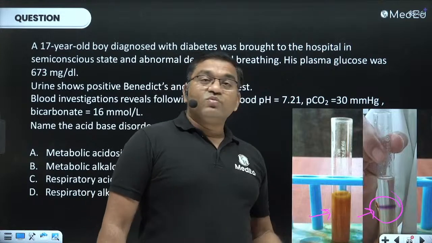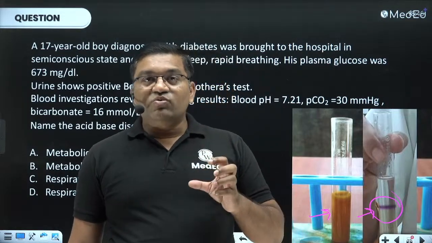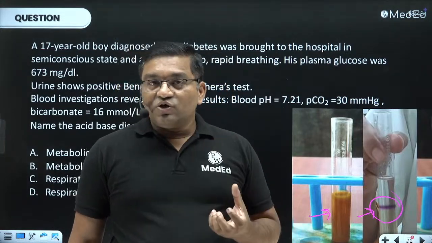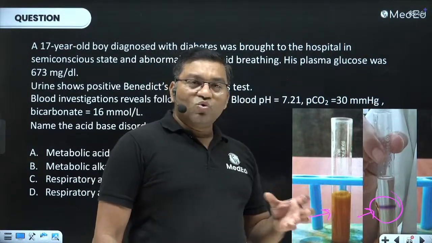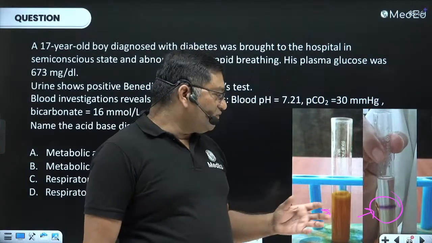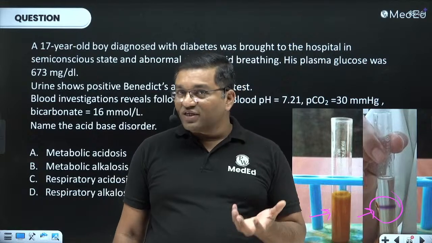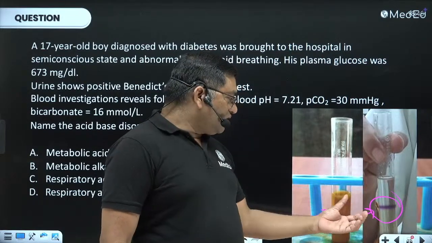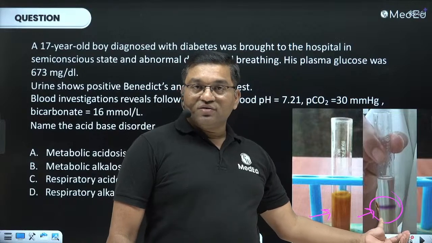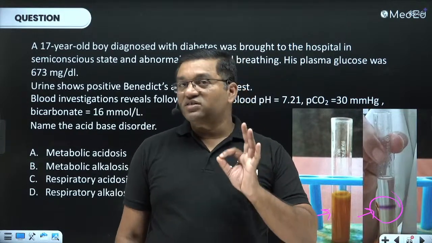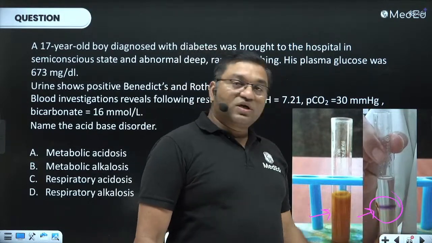When there are increased levels of ketone bodies, there is a very low threshold for the ketone bodies. If it goes above that, it appears in the urine and it is detected by Rothera's test. So Benedict test, Rothera's test.